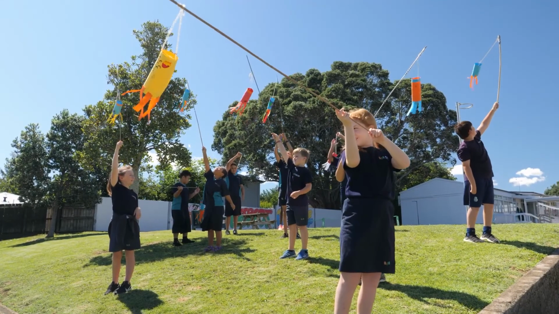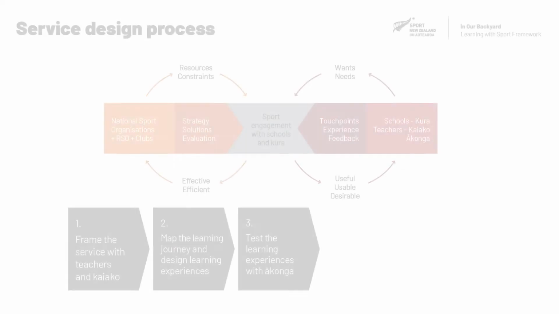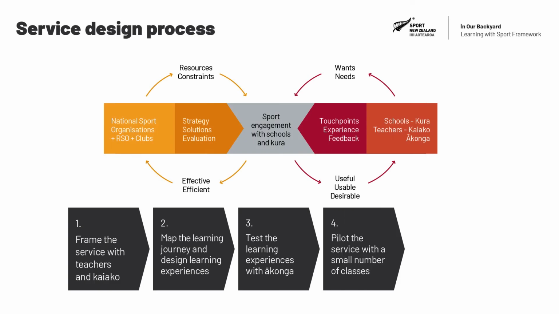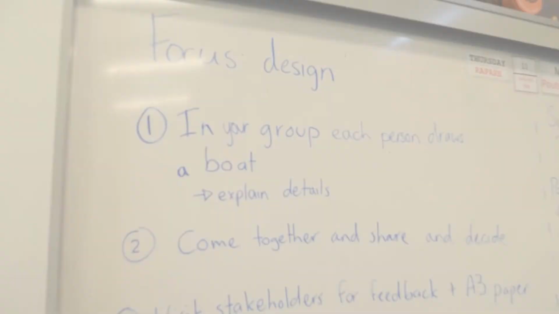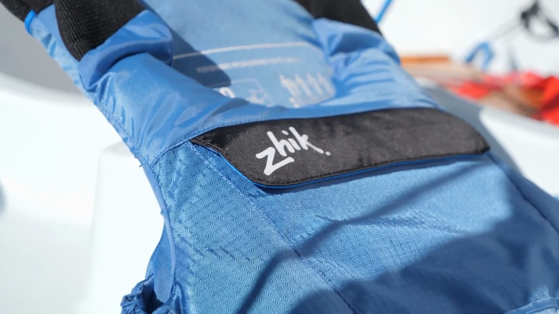The fourth step in the service design process involves piloting the service with a small number of classes. The aim is to test all the stages of the service from registration to the implementation of the classroom-based experiences through to the delivery of the club-based experiences. Once again, feedback from teachers, kaiako, and ākonga is used to help further refine the learning experiences and shape the way in which the service will be delivered.